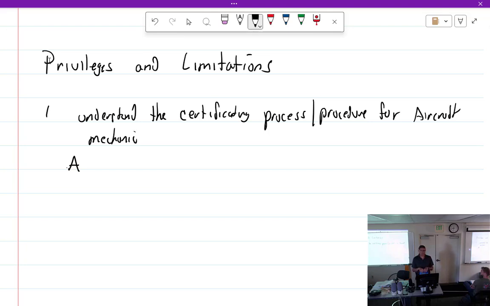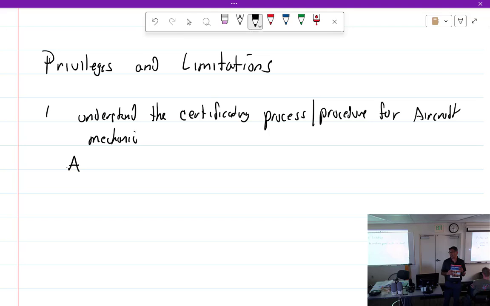The FARs, Title 14 of the Code of Federal Regulations, which is aviation stuff, is very, very thick. And a lot of it does not apply to us or to you. So what they do is, this is FAR AMT. What does AMT stand for? Aircraft Maintenance Technician.